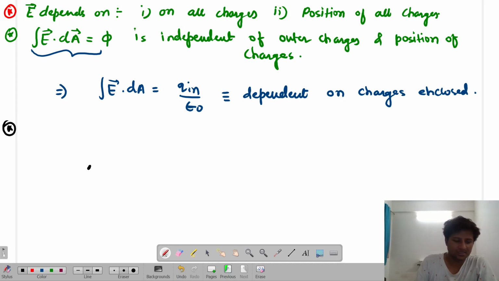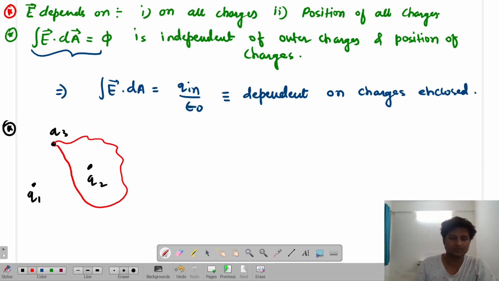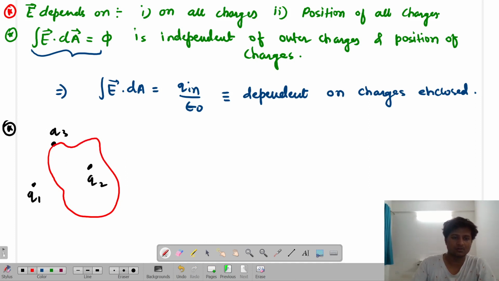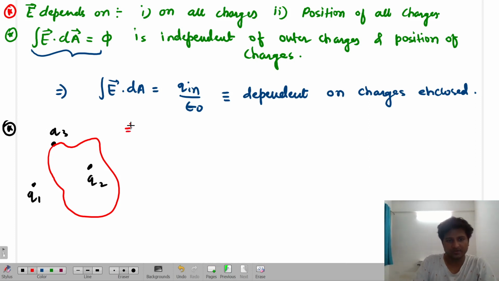Now let us consider that one charge is placed, Q2, Q1, and some kind of charge Q3 is placed, and I draw a Gaussian surface like this way. Means a Gaussian surface passing through one of the discrete charges. Okay? So the point is very, very simple.